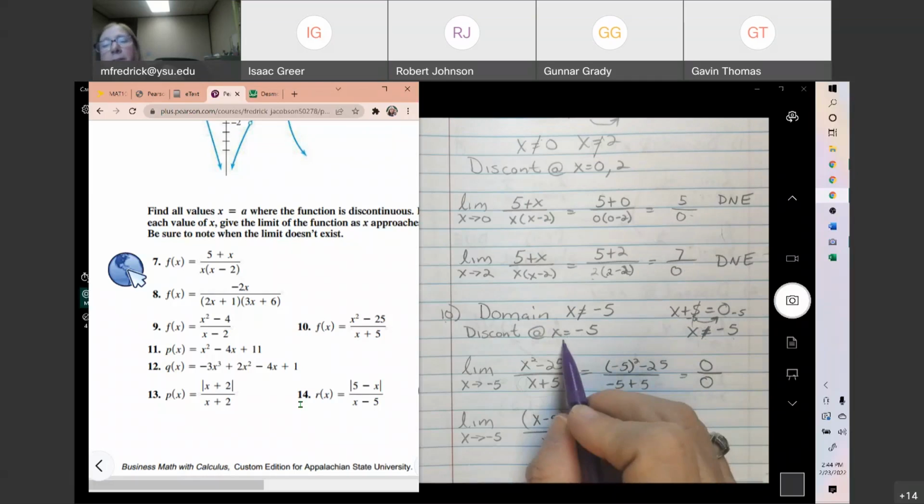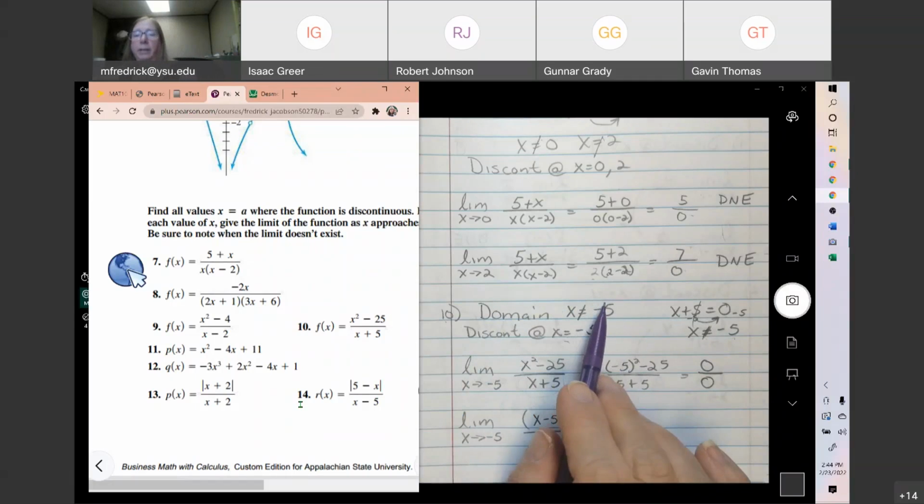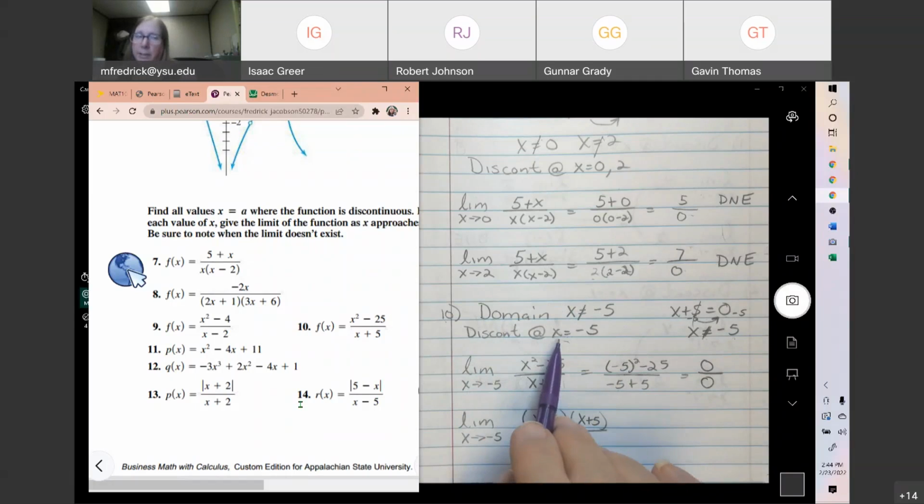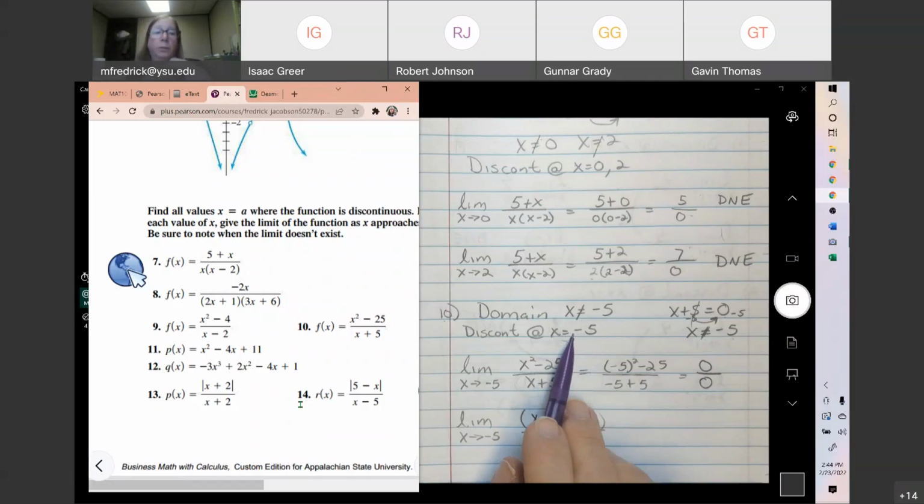And that means it's discontinuous at that value. So anything omitted from your domain, your function is discontinuous there. You can find the limit as it approaches it, but it doesn't exist. It will have an open circle.